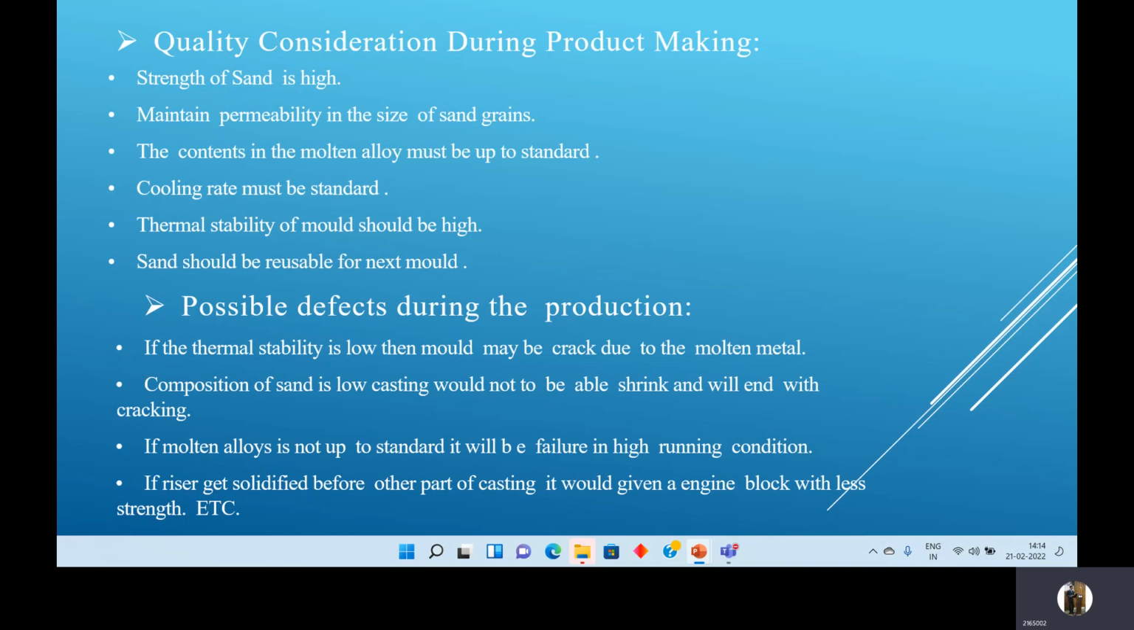Here are some possible defects during production. If the thermal stability is low, the mold may crack due to the molten metal. Second, if the sand composition is poor, the casting would not be able to shrink and will end up cracking. Third, if the molten alloy is not up to standard, it will fail in high running conditions. Fourth, if the riser solidifies before other parts of the casting, it would give an engine block with less strength.